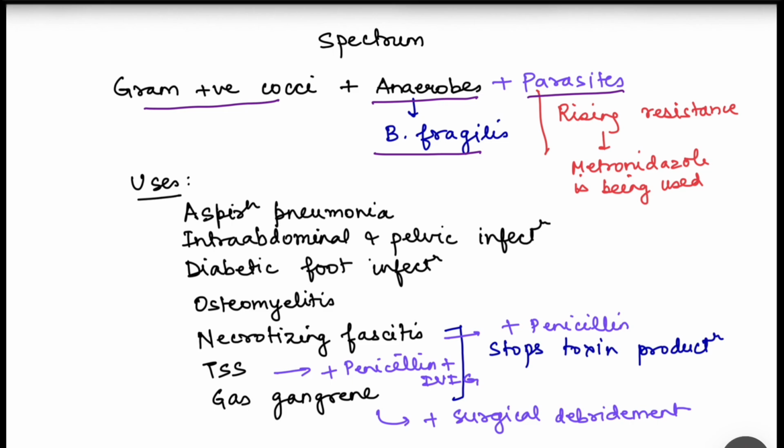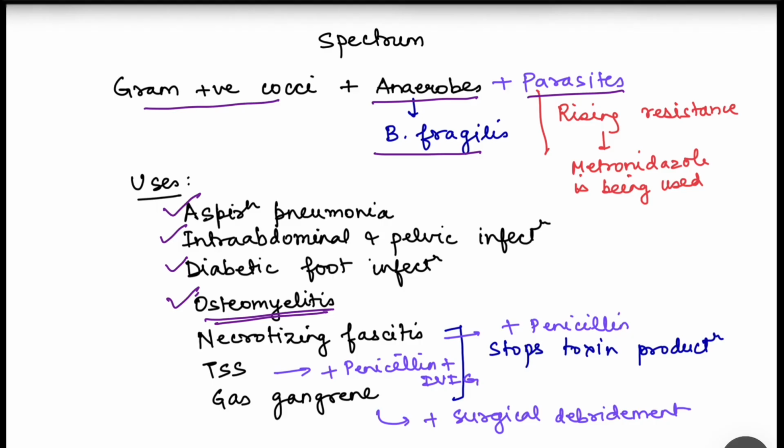So what will be the uses of clindamycin? Well, wherever there can be chances of anaerobic infection: aspiration pneumonia, intra-abdominal and pelvic infection, diabetic foot infection, then osteomyelitis. In all these places clindamycin is used, and in osteomyelitis because clindamycin can penetrate very well into the bones. So that is why it is used in osteomyelitis.